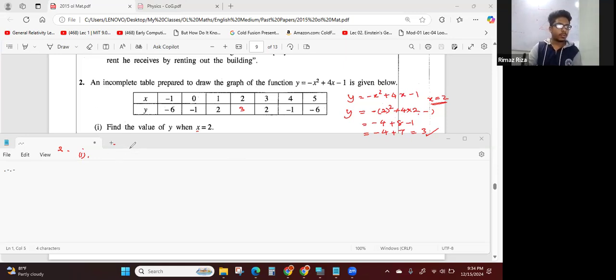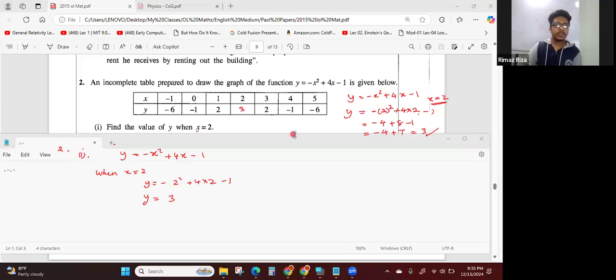Okay, so question number 2, Roman number 1. So here I write. Now you have to write y equals minus x squared plus 4x minus 1. And then when x equals 2, we write y equals minus 2 squared plus 4 into 2 minus 1. So y equals, then you can simplify and write 3. Here mainly for the substitution only 1 mark, and for the final answer 1 mark.